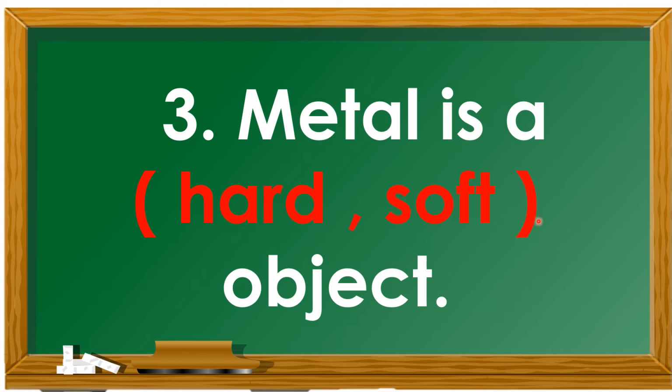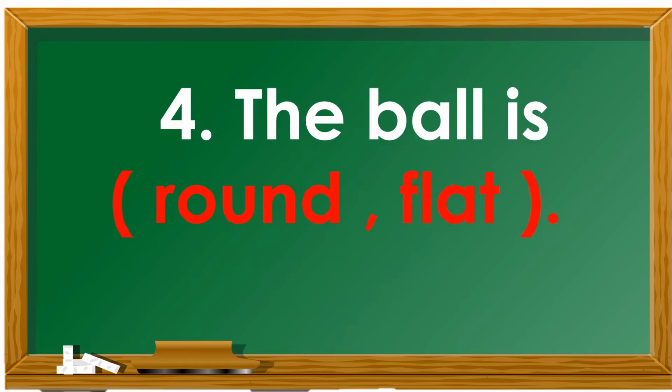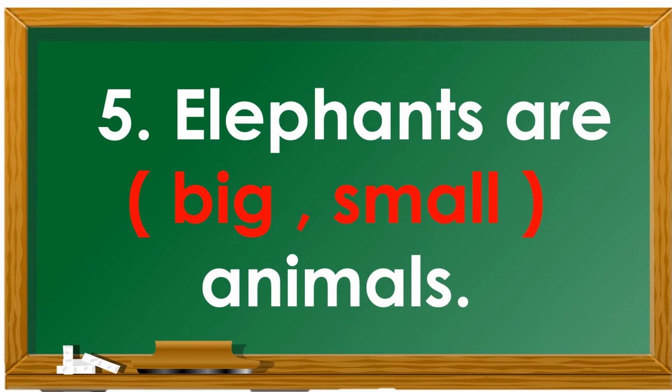Metal is a hard or soft object. Metal. Okay? Yung mga bakal daw. How are you going to describe the metal? Is it hard, matigas, or soft? Yes, it's hard, matigas. Next. Yan. The ball is round or flat. So I hope you already know the answer for this because this is already given in the first exercises. So the ball is round.